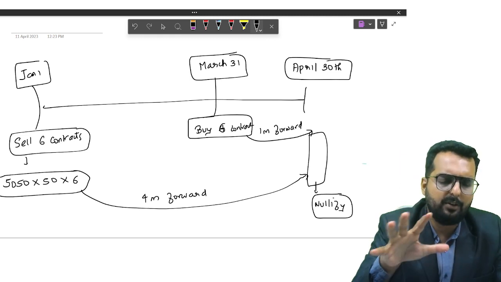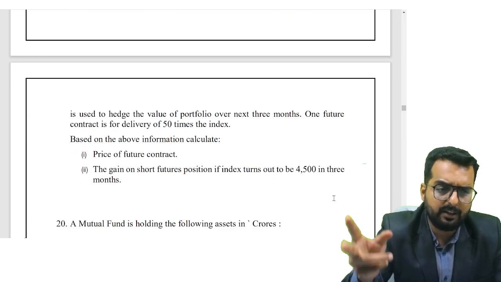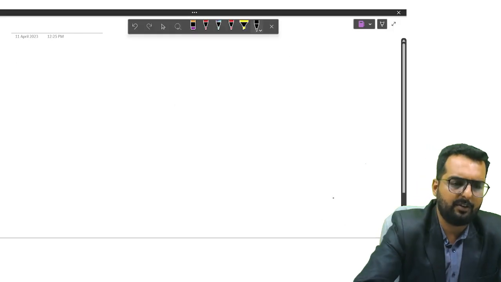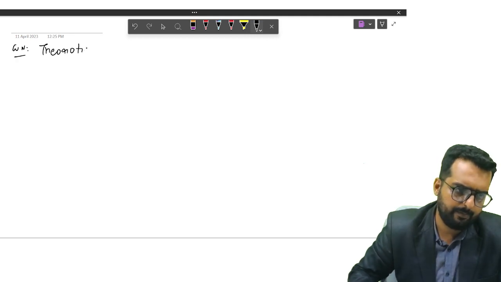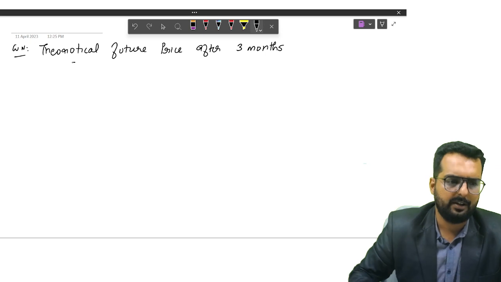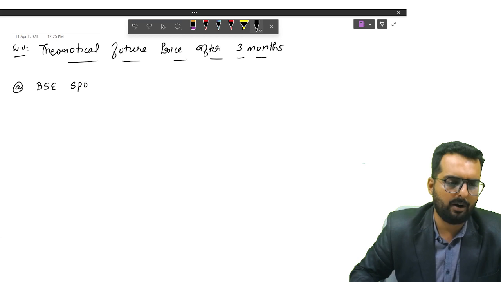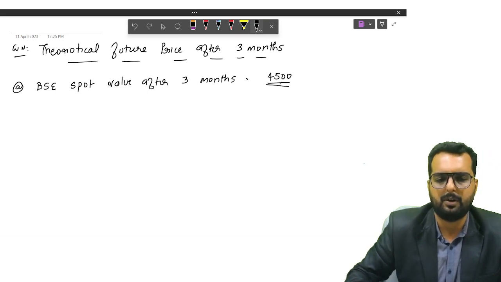Okay. Now, once you have got this data, I need to find out the value after 3 months when the index turns out to be how much? 4,500. So I'll write down over here. Theoretical future price after how many months? After 3 months. Okay, everyone interact with me. How much is the BSE spot value after 3 months? That turns out to be 4,500.